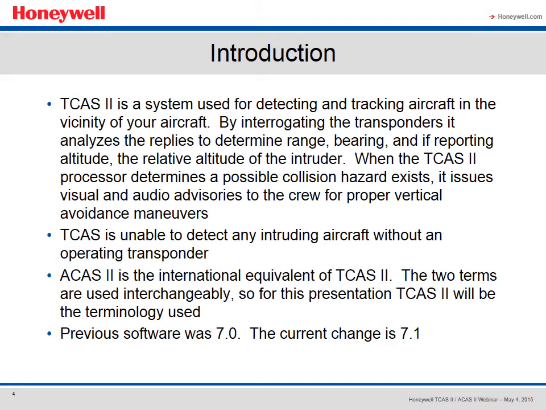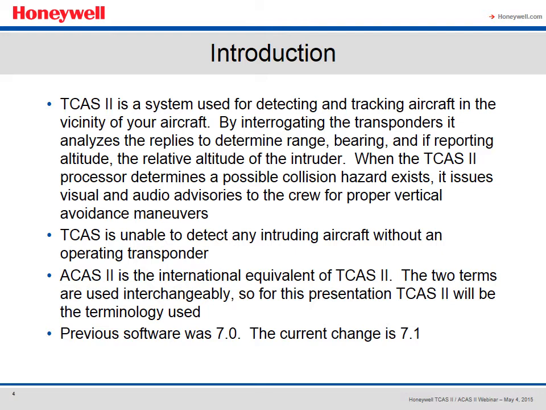TCAS is used to detect and track intruders in the vicinity of your aircraft. By interrogating the transponders, it analyzes the data to determine range, bearing, and relative altitude of the intruder, provided the transponders are reporting altitude. When the TCAS processor determines a possible collision hazard exists, it will issue visual and audio advisories to the crew for proper vertical avoidance maneuvers. What it cannot do is detect an intruding aircraft if it does not have an operating transponder.